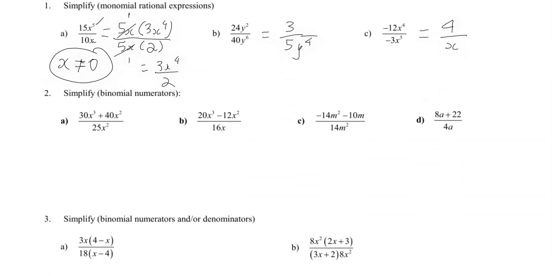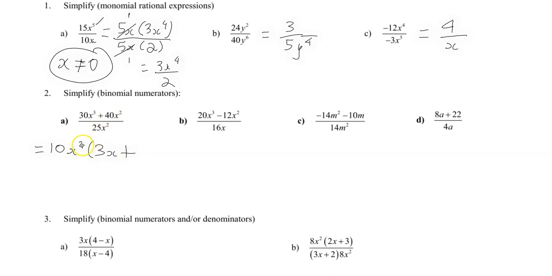Simplify binomial numerators. So that means that the numerator may factor. The thing with a monomial expression is that you don't really have to factor anything. Okay, so greatest common factor. What goes into 30 and 40 is 10. The biggest power that's common is actually the smallest power, right? It's the one that goes into both. So 10x squared. How do I get 30? 3. How do I get x cubed? Put an x. Then a plus.